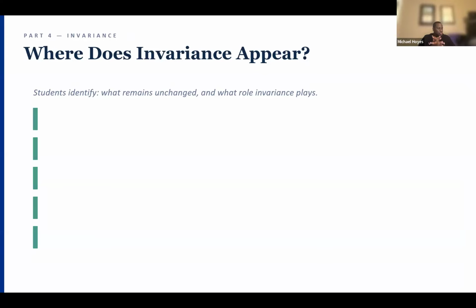So I also want to speak to invariance. Where does invariance appear? What you're going to do is figure out what remains unchanged and what role invariance plays. So if I were to give you a particular figure, like a circle, what remains unchanged and what role does invariance play?